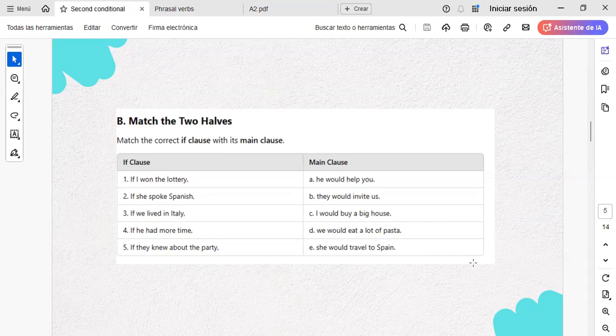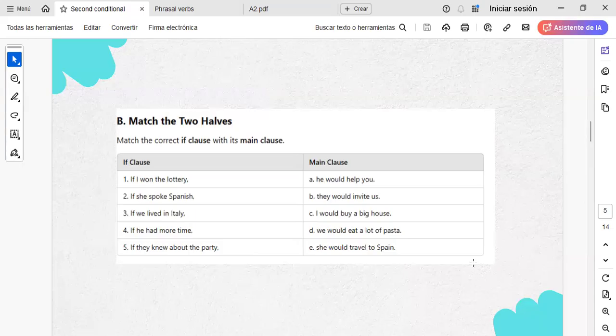If he had more time, he would help you. Okay, awesome. Well done. And the last one, Jonathan, please. If they knew about the party, they would invite us. Okay, well done, easy. So far, so good, right?